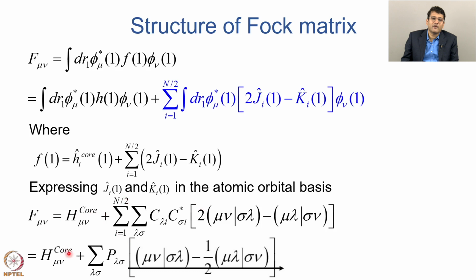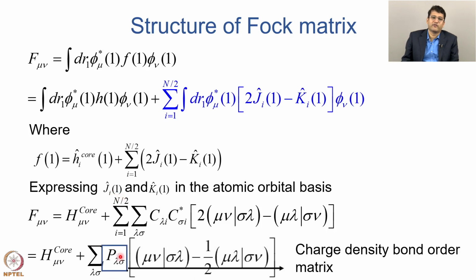So constructing the Fock matrix essentially means the only unknown parameter is the coefficient. The solution of the Hartree-Fock equation actually leads to guessing this coefficient, or I can multiply the coefficients together to get the charge density bond order matrix. So the solution of the Hartree-Fock equation actually becomes guessing this charge density bond order matrix. Now what guess can I make? From the equation, the easiest guess is that my charge density bond order matrix is 0. That means my Fock matrix is the same as my H core, the one-electron part.